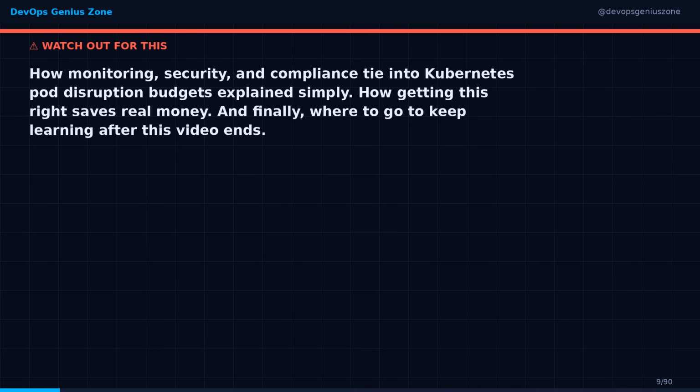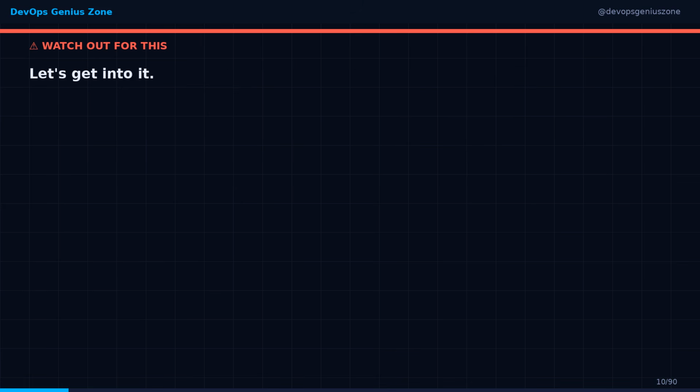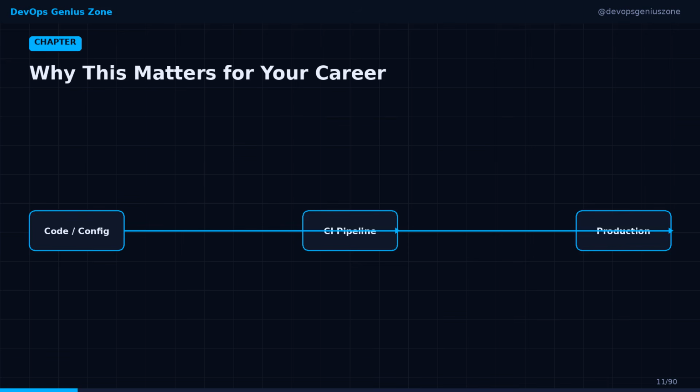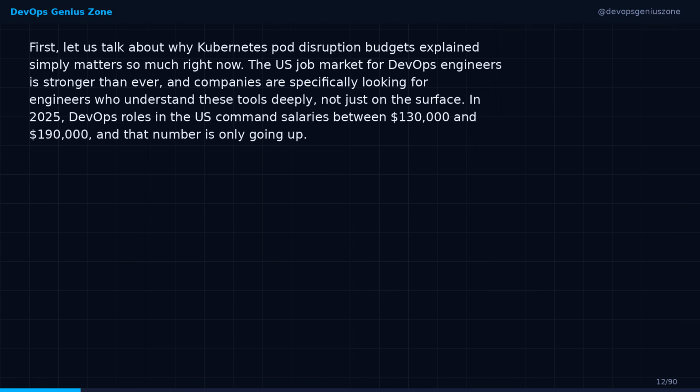Let's get into it. First, let us talk about why Kubernetes Pod Disruption Budgets explained simply matters so much right now. The US job market for DevOps engineers is stronger than ever, and companies are specifically looking for engineers who understand these tools deeply, not just on the surface. In 2025, DevOps roles in the US command salaries between $130,000 and $190,000, and that number is only going up. Knowing Kubernetes Pod Disruption Budgets explained simply inside and out can literally change your career trajectory.